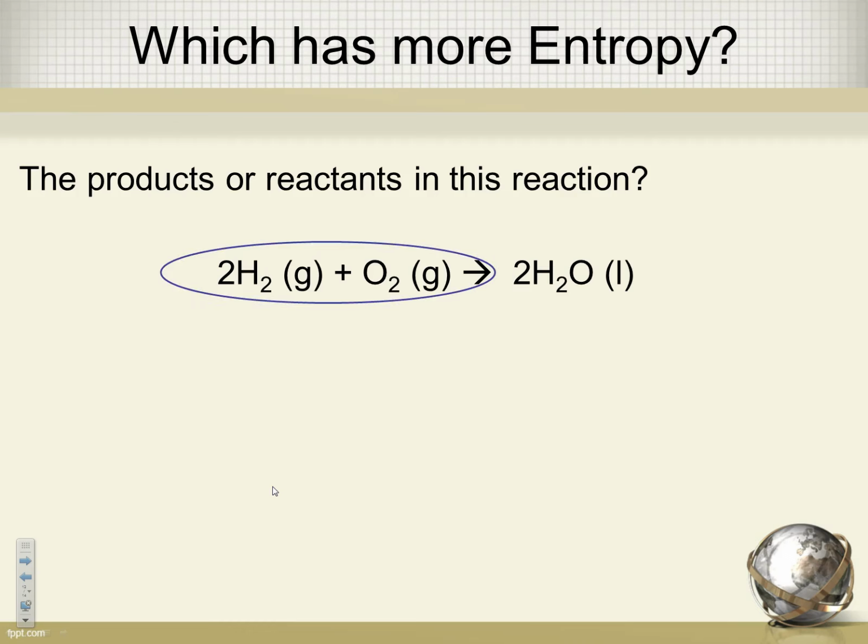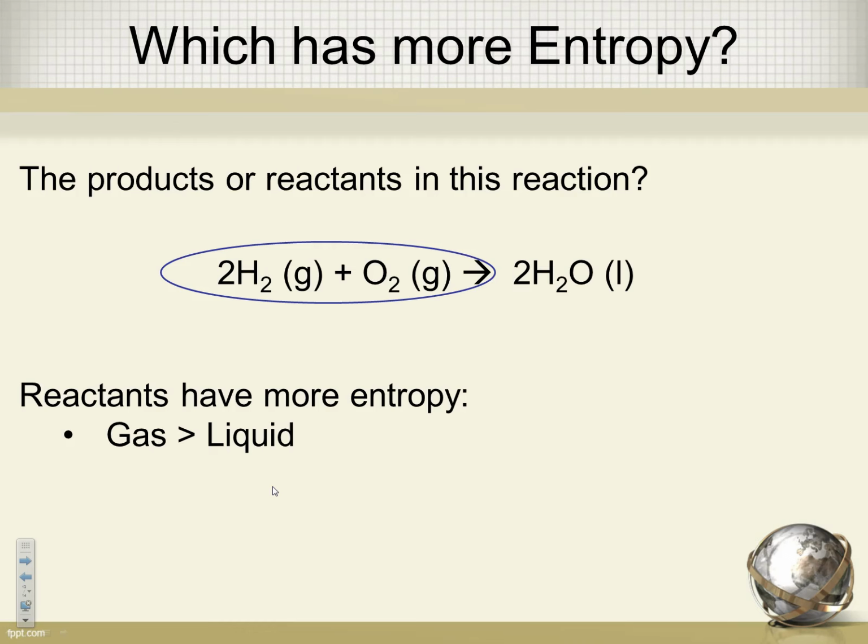All right, if you thought that the reactants had more entropy, you're correct. The reactants are gases, whereas the product there is a liquid, so that's one thing. And gases have more entropy than liquids.